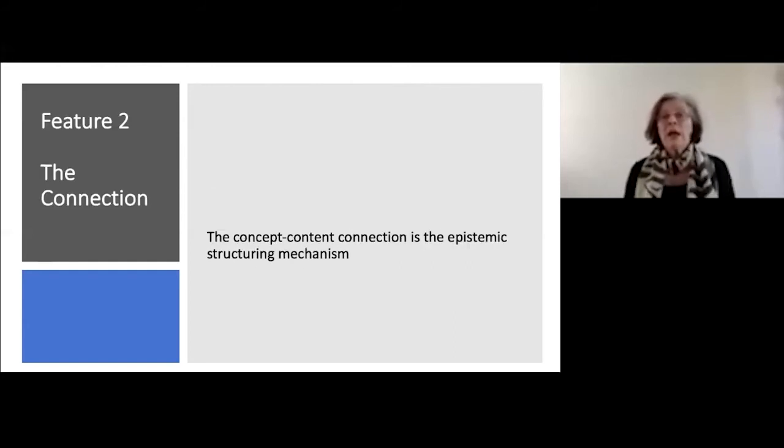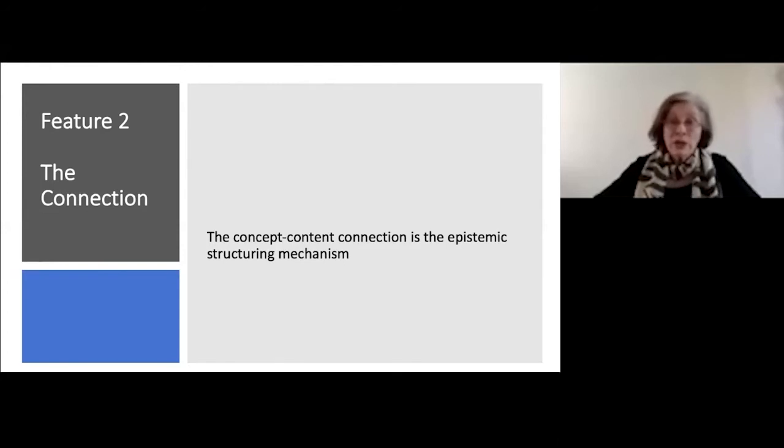Second feature is the connection. Now, the connection of the subject concepts and the content, that is the epistemic structuring mechanism. It's what builds, the idea of structure to build. That connection, that building, putting them together is the epistemic structure, which ensures the logic of the CDC model. That's where the logic is established.